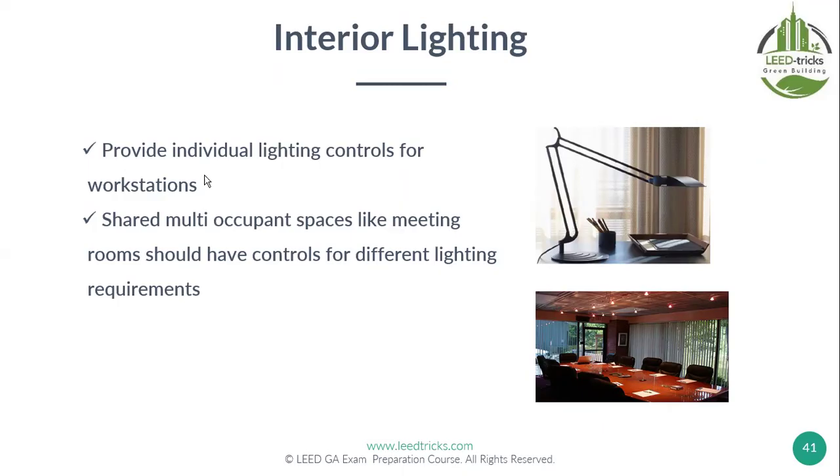So provide individual lighting controls for workstations. Maybe like this, not like this. Maybe the zone itself has its own work lighting. General lighting is just enough for social activity or meetings or something, but when you need to work and focus and read, maybe you have some specific lighting. So provide individual lighting control for workstations, and shared multi-occupant spaces like meeting rooms should have control for different lighting also required.